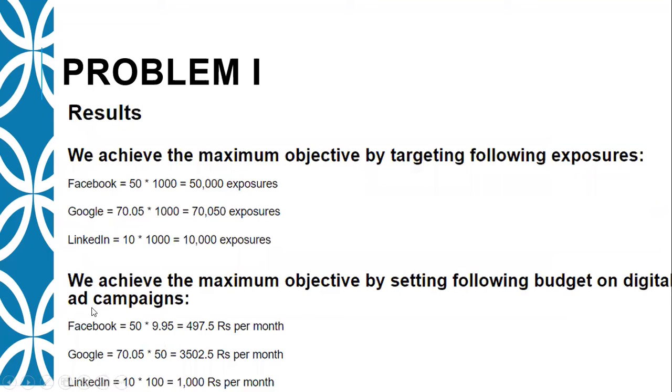While planning a Facebook campaign, because we need to plan the ad campaigns before we start digital marketing, we need to limit our budget to 497 per month. Similarly, for Google, the budget should be limited to 3,500. And for LinkedIn, the budget should be limited to 1,000. So this is the result of our problem, solved with the pulp package using Python code.